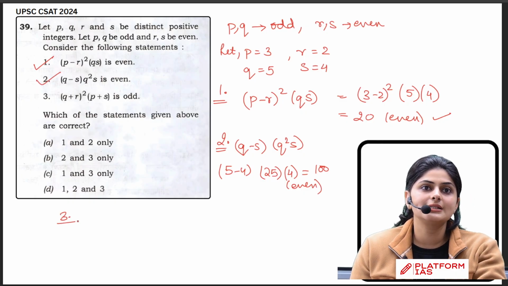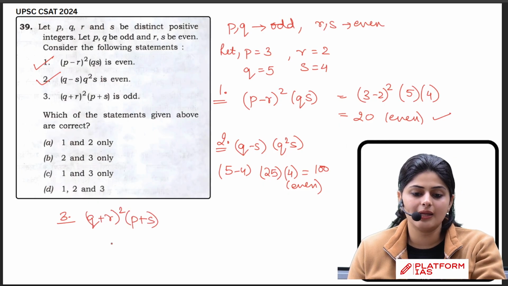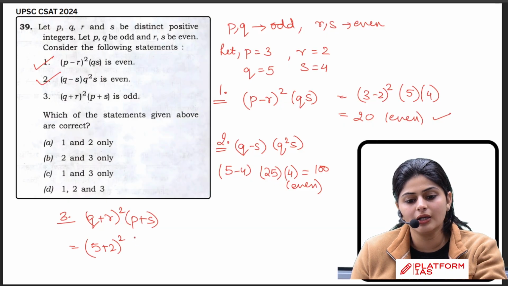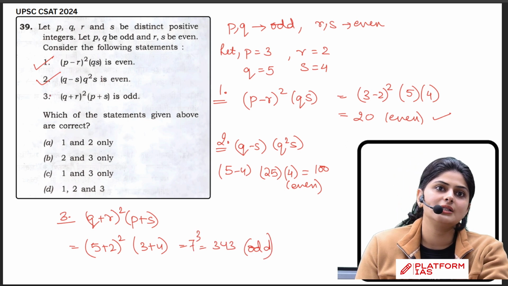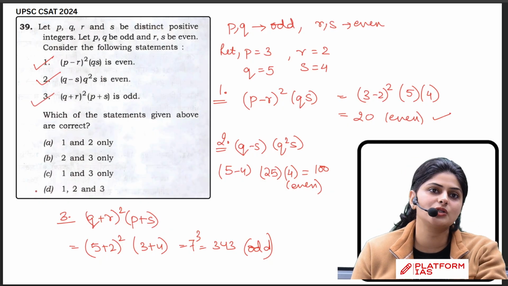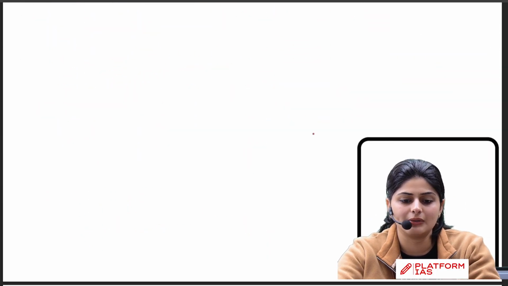Now what is the third statement? Q plus R whole squared multiplied by P plus S. Again the same thing, we'll substitute the values. It will give me 5 plus 2 whole squared multiplied by 3 plus 4. It is nothing but 7 cubed, which is 343, which is an odd number. So this statement is also correct. Now all the statements are correct. That means your answer will be option D. 1, 2 and 3, all the statements are correct.